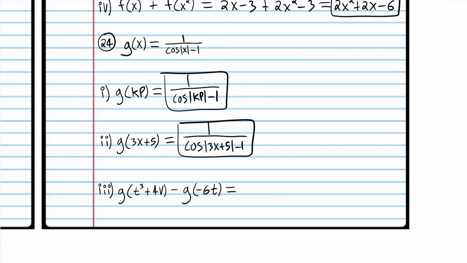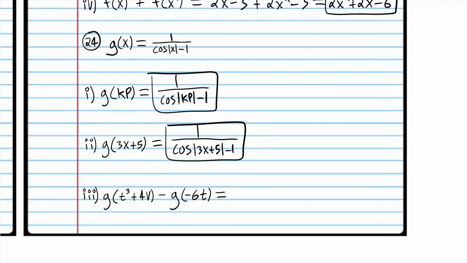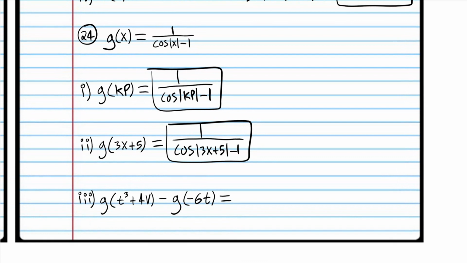And now things are getting a little bit more difficult, because we have two different expressions for the functions. This expression here is just going to be the exact same expression you see there, but again, instead of x, you have t cubed plus 4v.